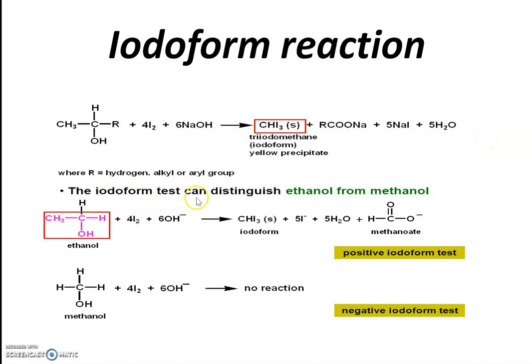The iodoform test is also used to distinguish between ethanol and methanol. This is ethanol. You have a methyl group. If there is no methyl group, it means the test is negative. So here ethanol will give a positive iodoform test because of the methyl group. But here methanol, due to the absence of a methyl group, cannot form triiodomethane. So there is no reaction, so negative iodoform test.